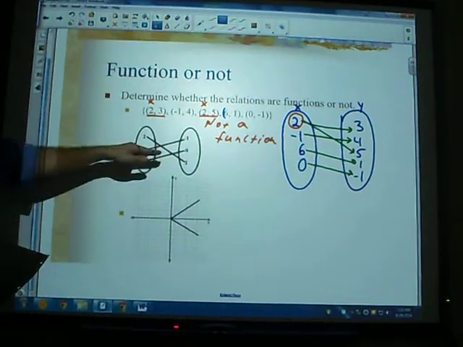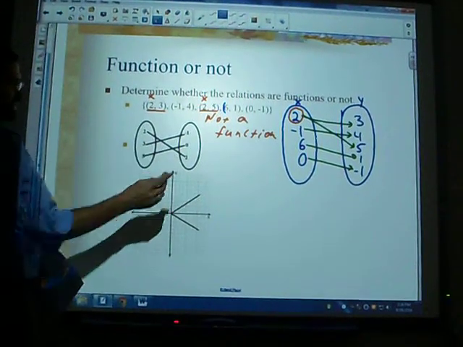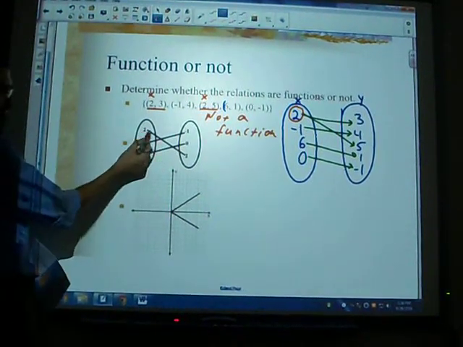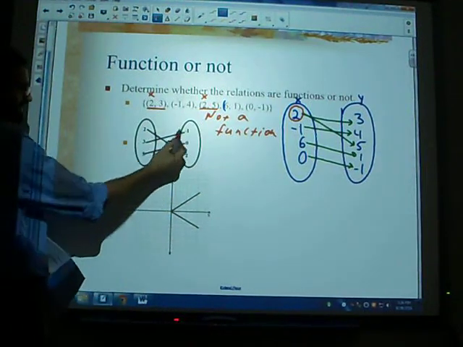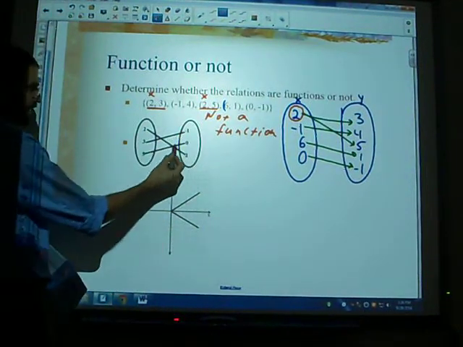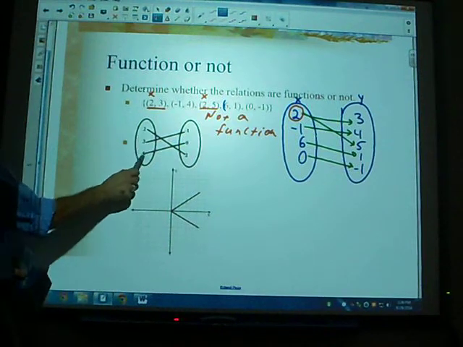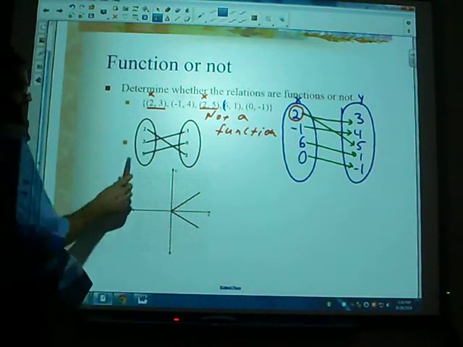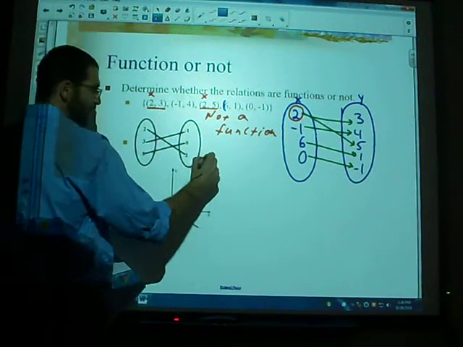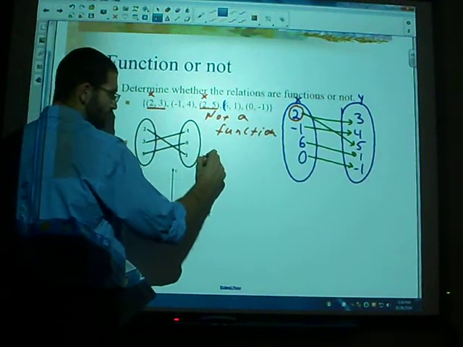If we look at these examples here, we have a diagram already drawn for us, and we can see that 2 is connected only to 2, 3 is connected only to -1, 5 is connected only to 0. So this is clearly a function because each number from the left column is connected only to one number from the right column.